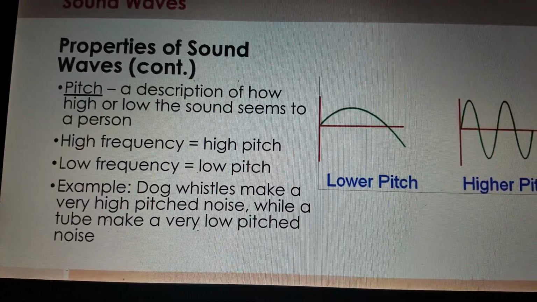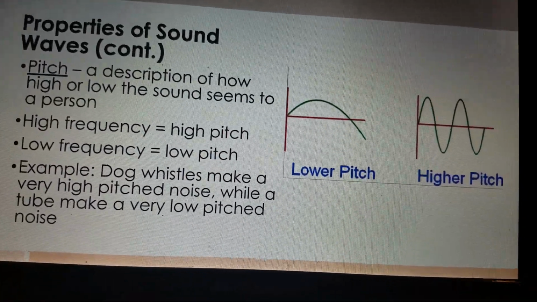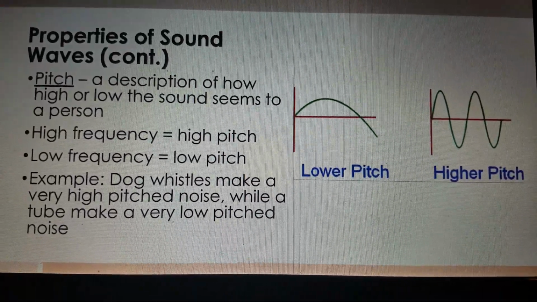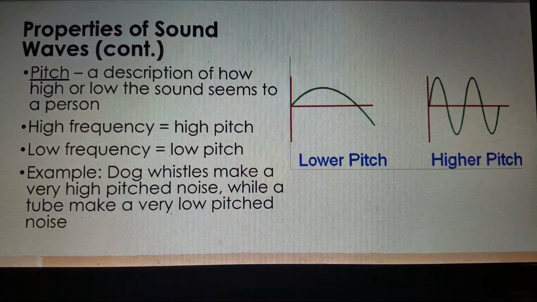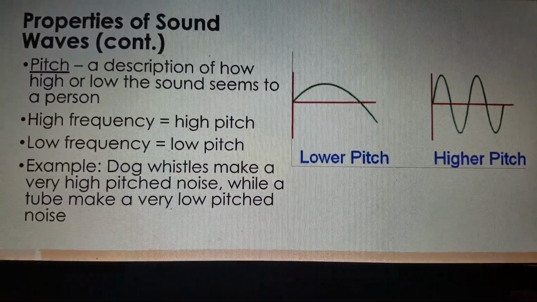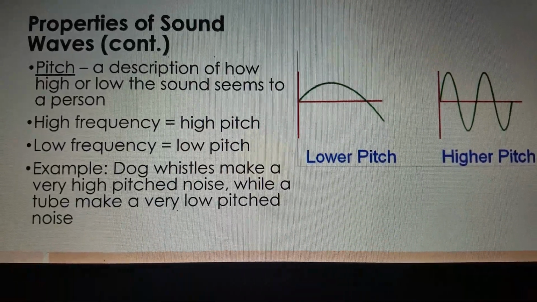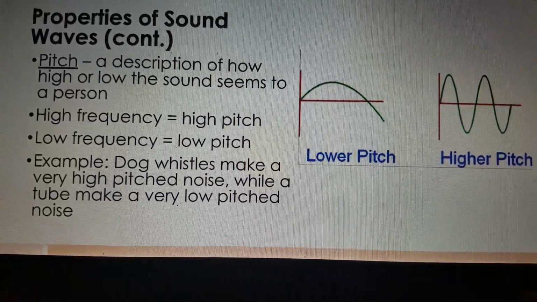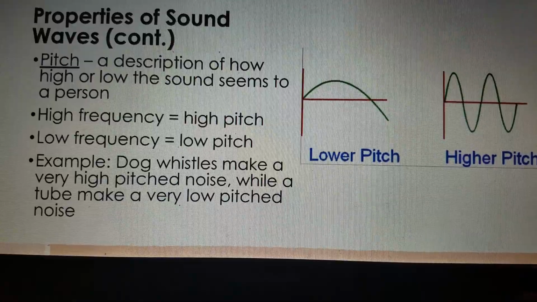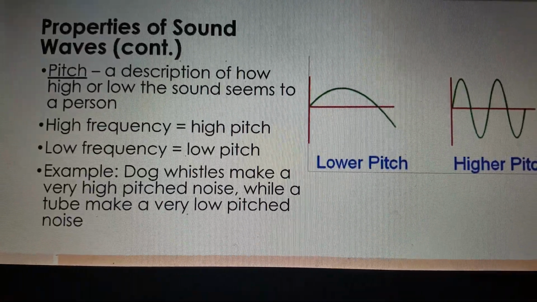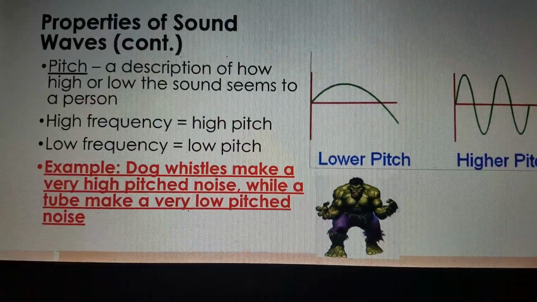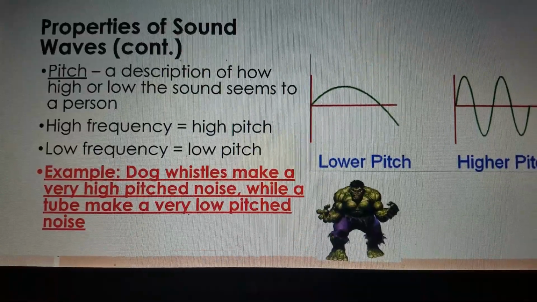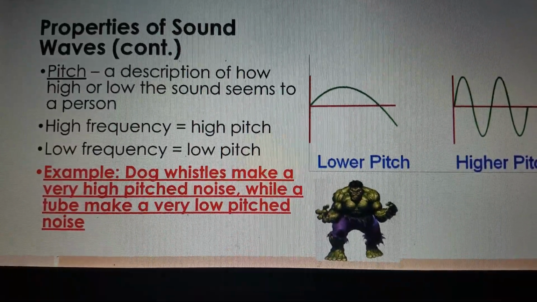So, some examples might be a dog whistle that makes a very, very high-pitched sound. In fact, a lot of dog whistles make sound that is so high-pitched that human ears can't even hear it. Only dog ears can. While a tuba would make a very, very low-pitched sound. And there's the Incredible Hulk making sure we get our Easter eggs. So remember those two examples.